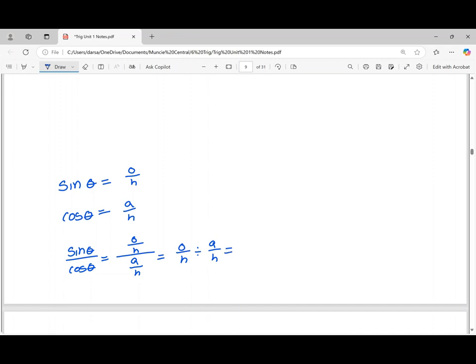How do you divide fractions? You multiply by the reciprocal. Some people say keep, change, flip. So we're going to do opposite over hypotenuse times hypotenuse over adjacent. The hypotenuses, one on top and one on bottom, cancel. That gives me opposite over adjacent. But which of our trig functions is opposite over adjacent? TOA. That is the tangent of theta. So if you follow this string back, tangent of theta is sine over cosine.